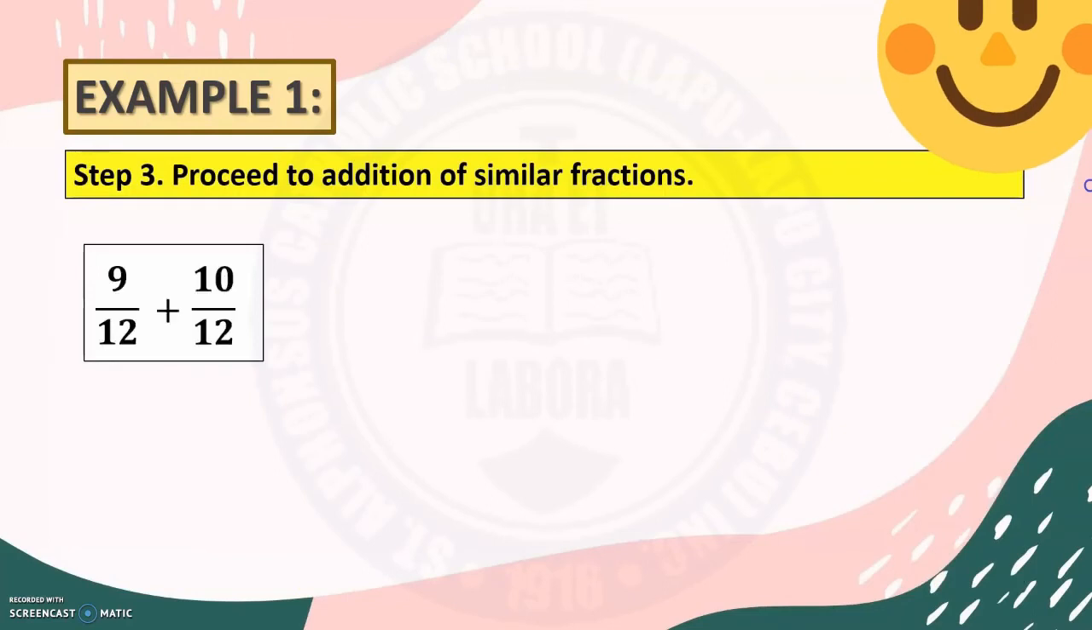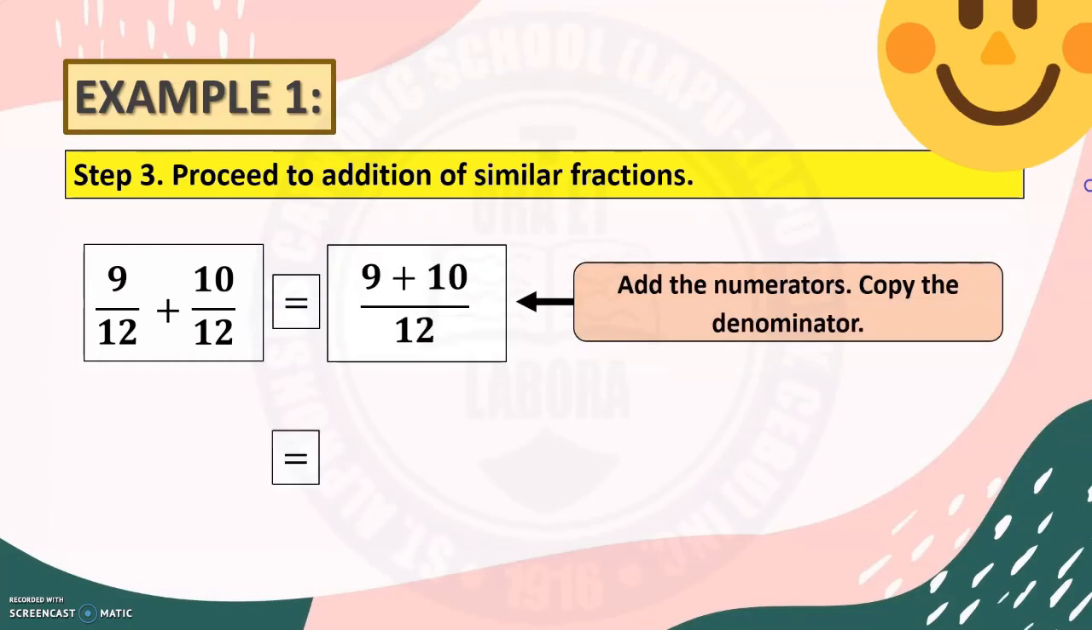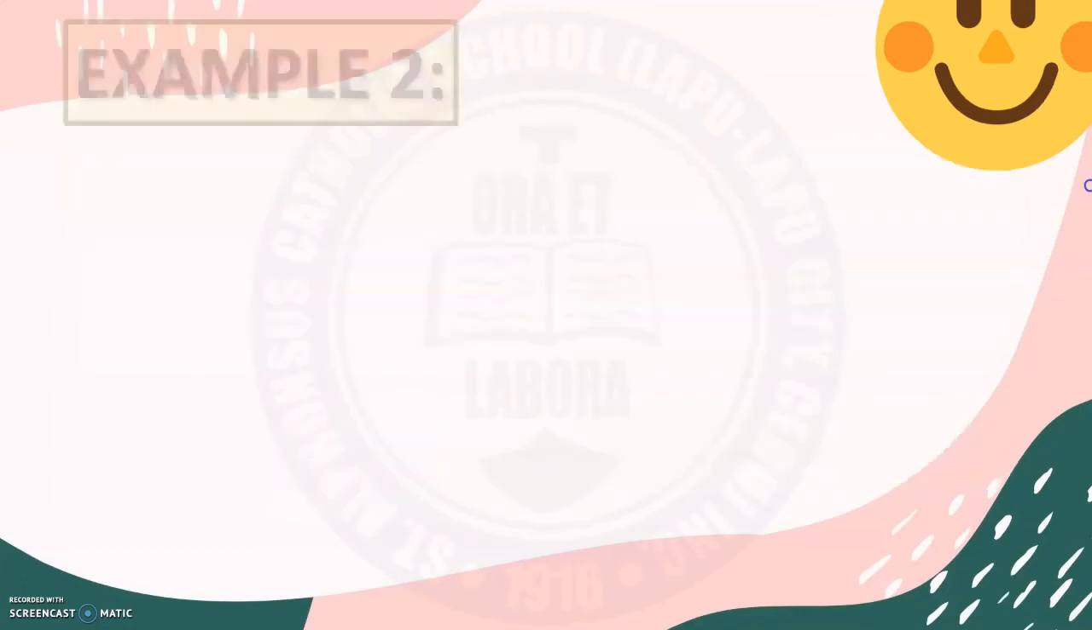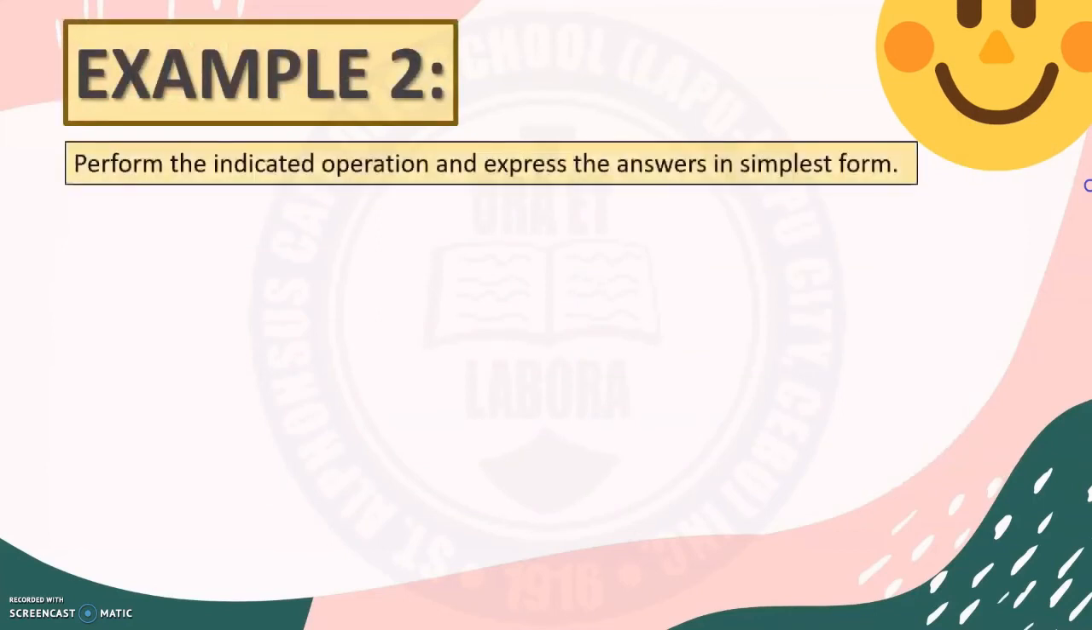We have our new fractions, 9/12 plus 10/12. Again, to add similar fractions, add the numerators and copy the denominator. So this will become 9 plus 10 over 12. Now let's add. 9 plus 10 is 19. Copy the denominator 12. 19/12 is already in simplest form. So 19/12 is our final answer. Let's proceed to our second example.